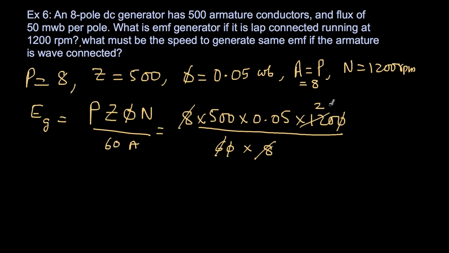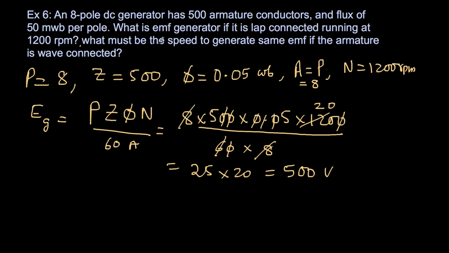Let me cancel this also. 6 twos are 12, so this will be 20. Then these two zeros will strike off this decimal point. So I have 5 into 5 into 20. 5 into 5 is 25 multiplied by 20, so this is 500 volts. The EMF generated is 500 volts.